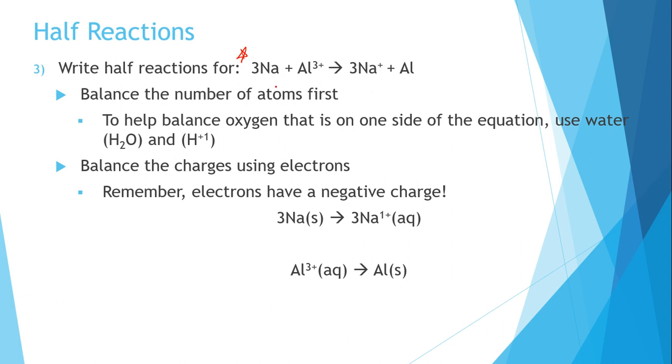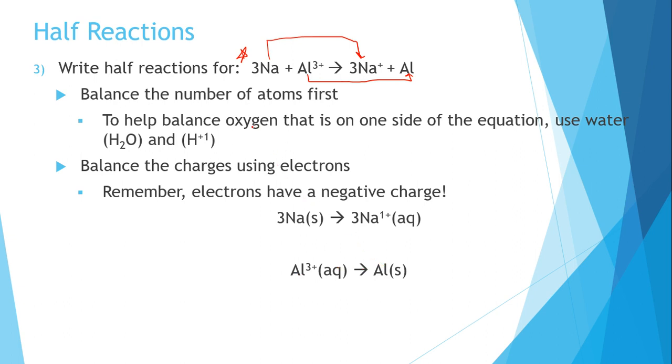First thing that we need to do is write half reactions. So notice that sodium and sodium are going to come together. So I have 3 sodium yields 3 sodium ions. So that's one of my half reactions so far. The other one, if we split it apart, aluminum and aluminum go together. So aluminum ion yields solid aluminum.